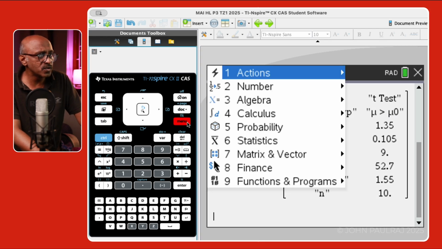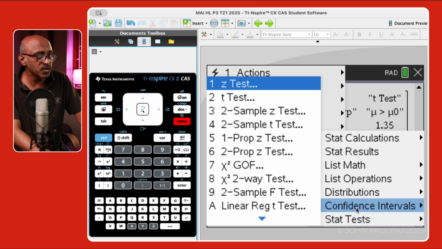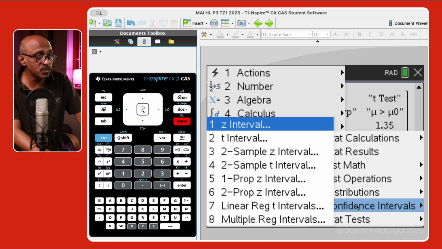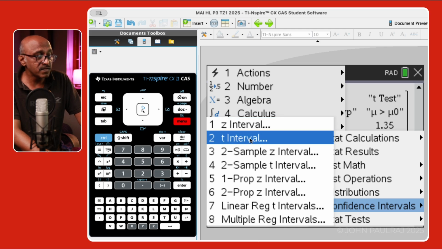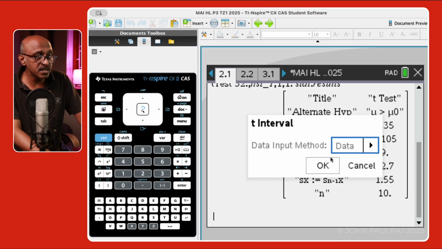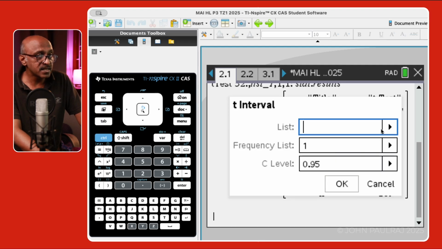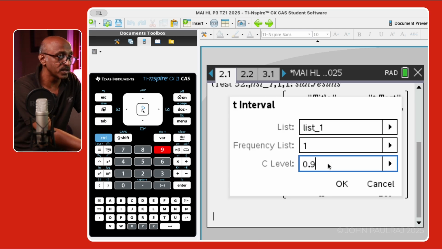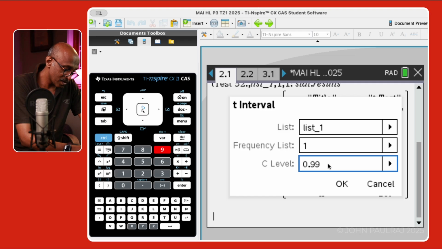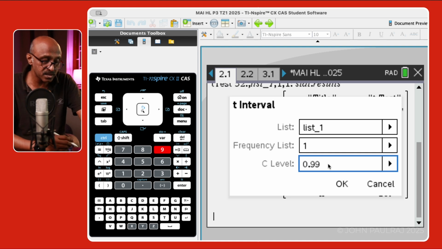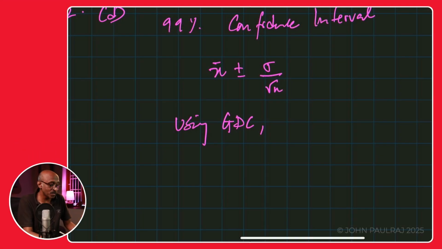So we can simply go to statistics, then confidence intervals, and say we have used a t interval, and the input is data as before. The list is coming from list one, and the confidence level you can change and write as 0.99, because we want that. Again, as I always say, you can write down using GDC. This is a good habit to practice: write down your input, whatever you see, so that the examiner is clear.